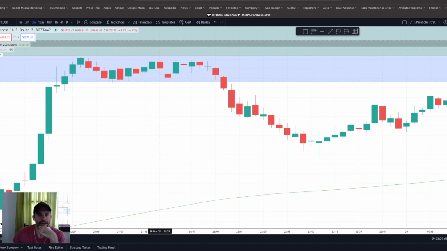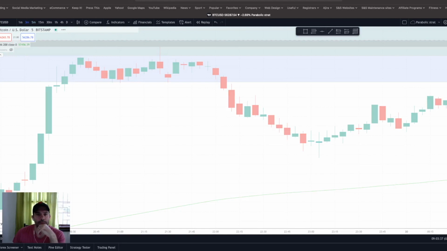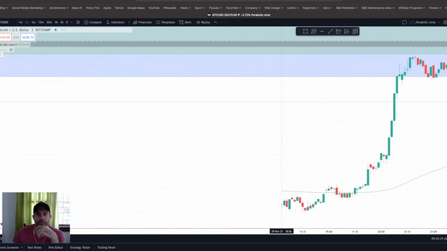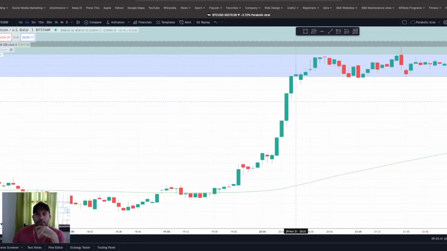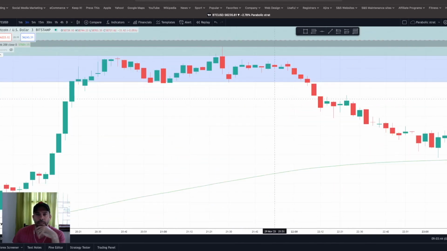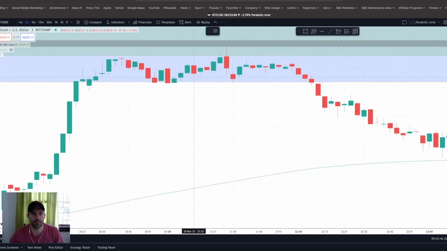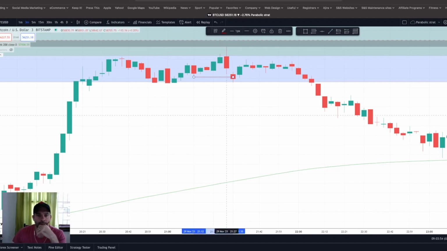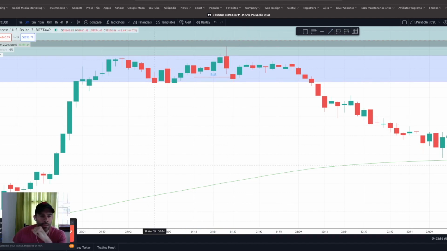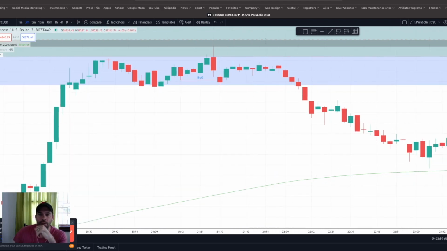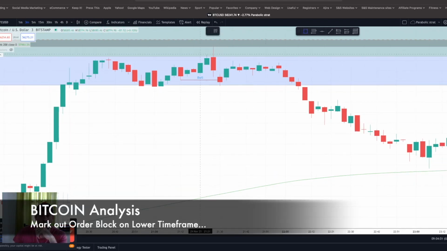That one kind of breaks, so you could take that, but maybe I would look further down at the 3-minute just to see how that break looks. Yeah, that looks much better on this one. So if you look at this right here, from there to there, that is a clear break of structure right there. So what I'll be looking at is this order block right here, which is the 3-minute order block.